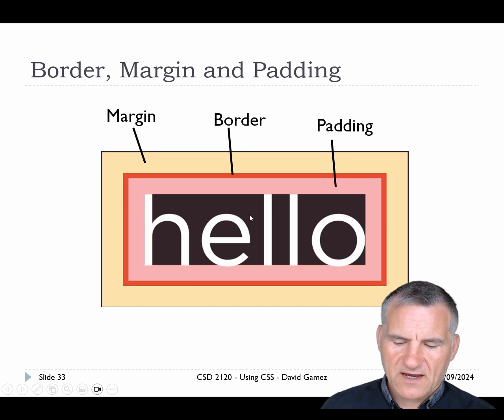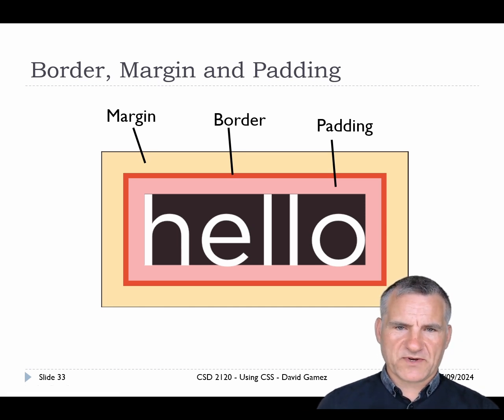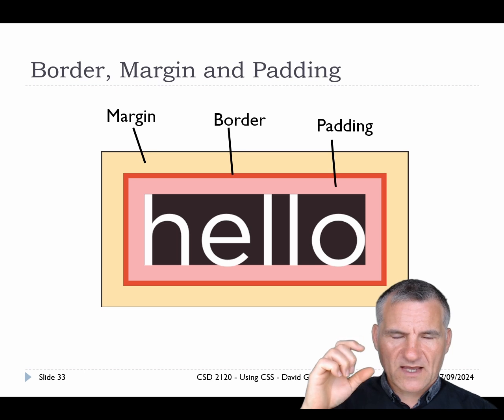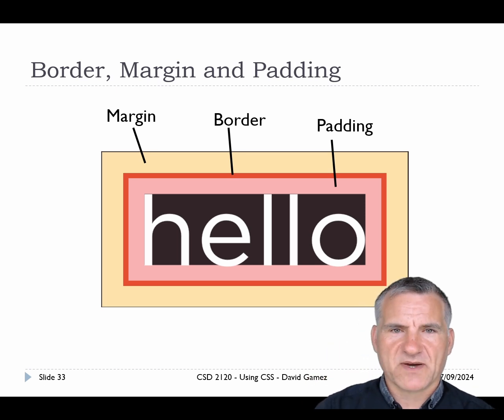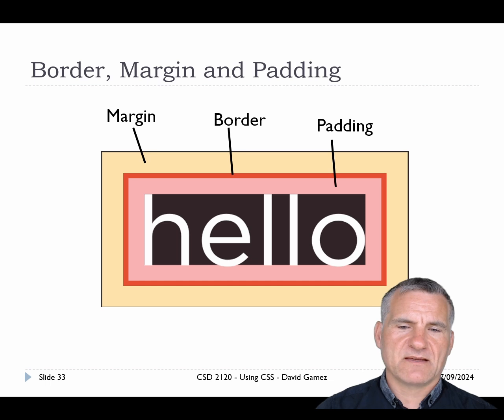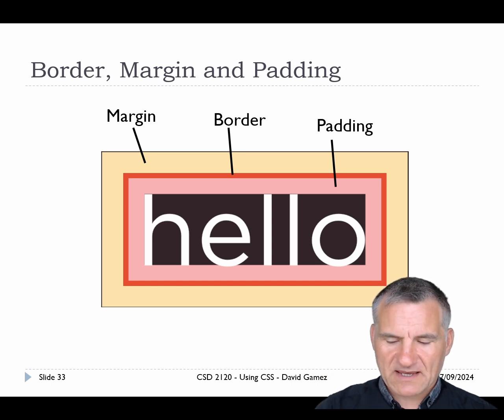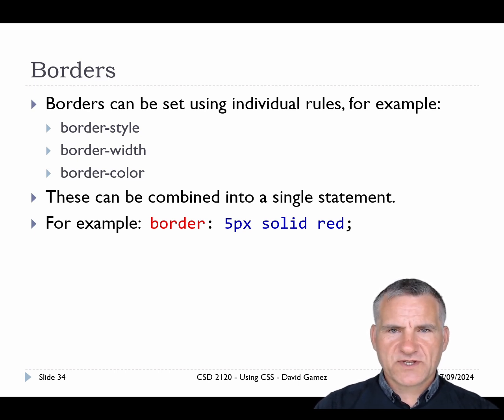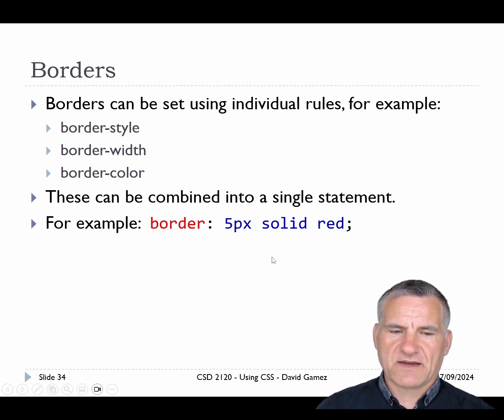Yeah. And if you're trying to debug problems with border, margin, and padding, the best thing is to set the border and padding, change the background color, and then you'll be able to see where the different parts of it are. Yeah, set the border and padding and a background color, and then you should be able to see the borders of the box more clearly. Yeah. Borders have these individual rules. You can control the border style, the border width, border color. But the easiest thing with borders, I find, is just use this combination statement. We have 5 pixel solid red, which will put a 5 pixel red border around the element. Yeah.